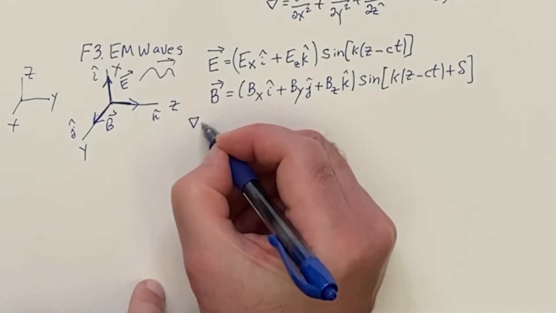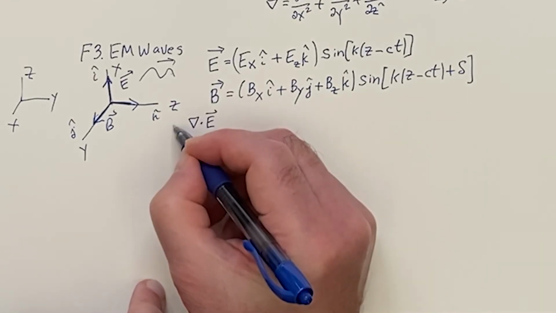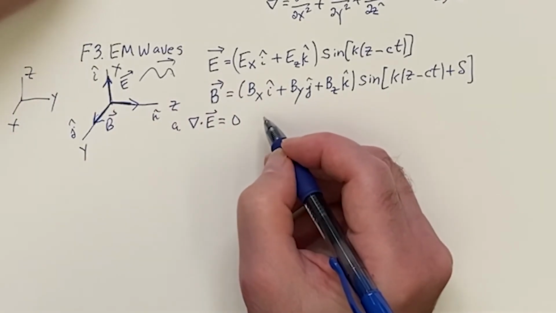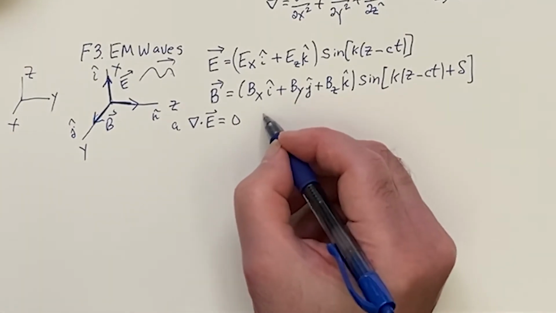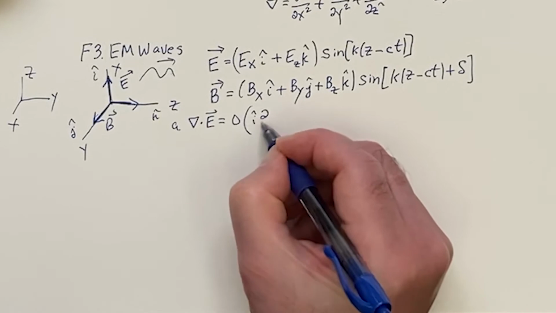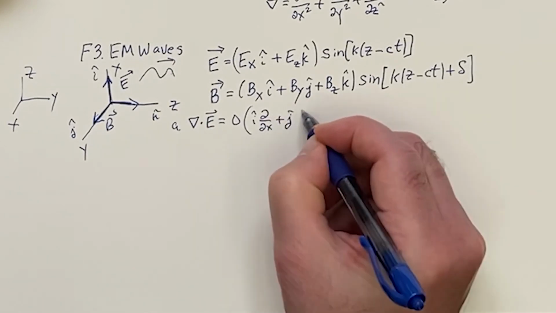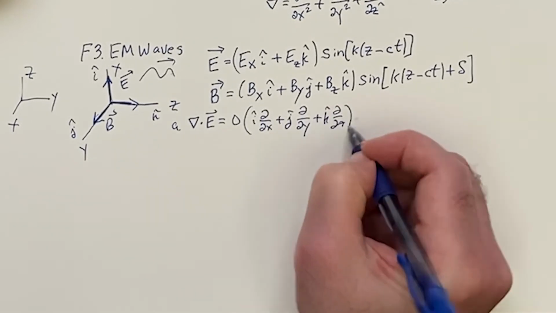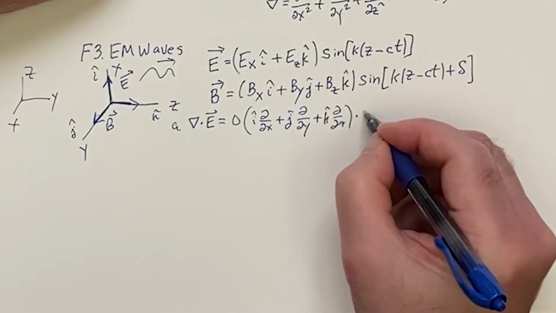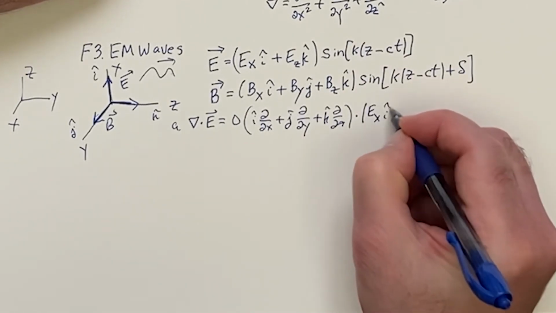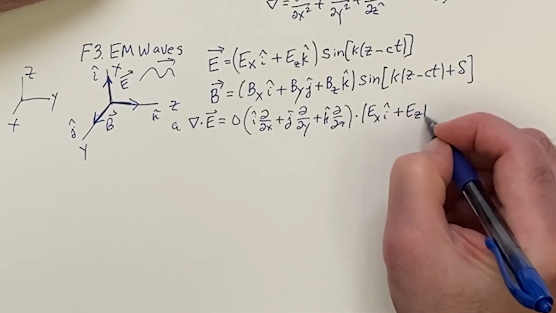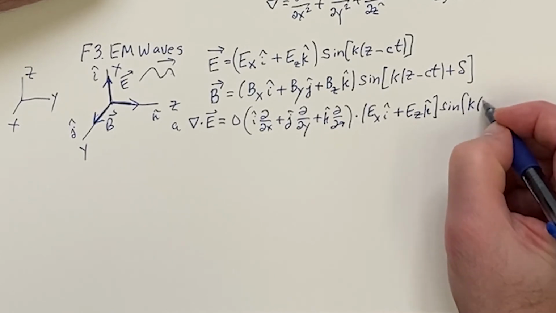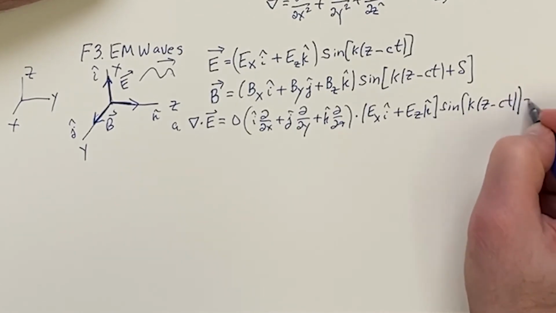So the first step is to consider del dot E equal to 0. If you do that, that would mean i hat d/dx plus j hat d/dy plus k hat d/dz, dotted with what we have up here, which would be Ex i hat plus Ez k hat, and the sine of k(z minus ct), equals, that should be 0.